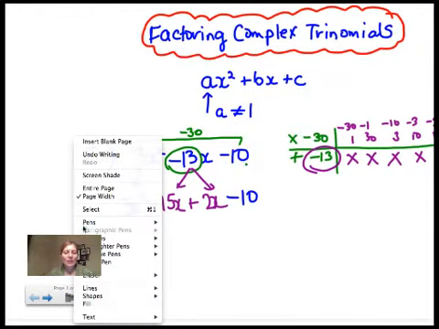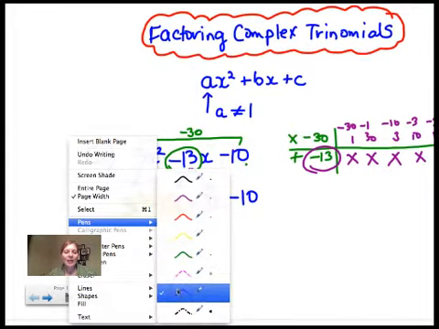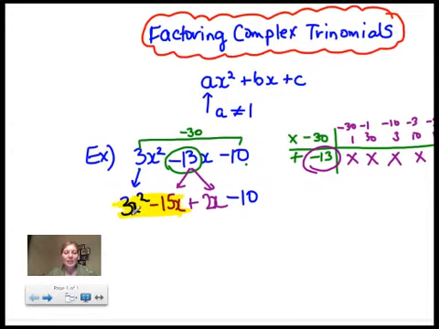Next, I am going to take a look at just these first two terms here, and I'm going to see what common factor there might be. So looking at 3x squared minus 15x, the common factor I can pull out is a 3 and an x. And I write the leftovers in my brackets. And what's left over is x minus 5.